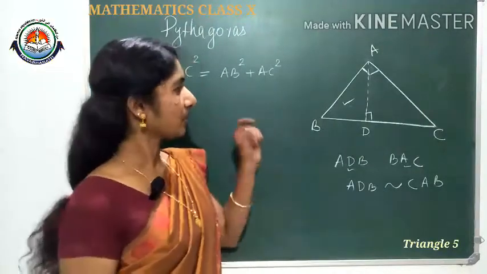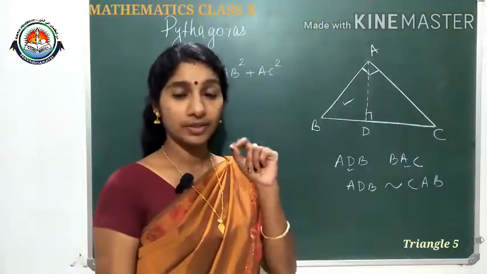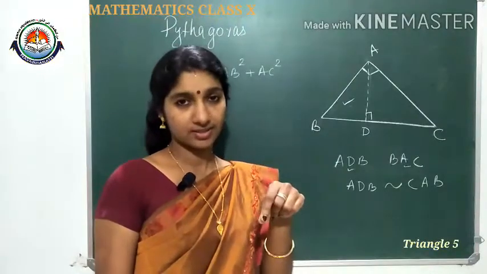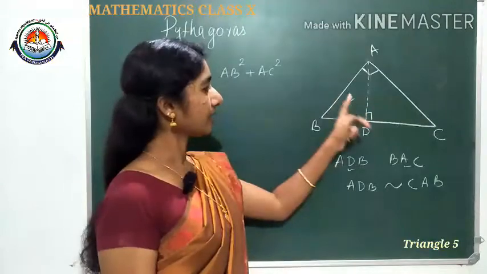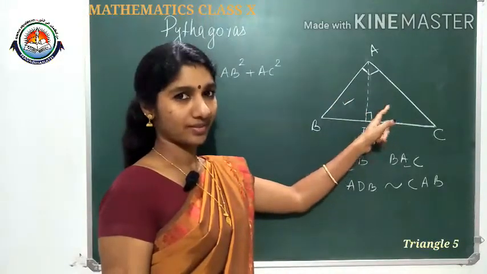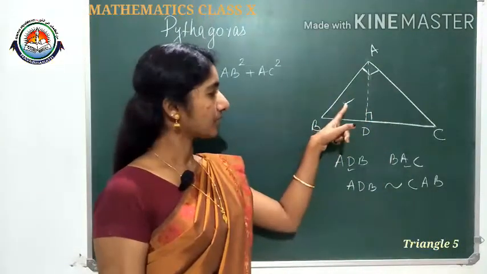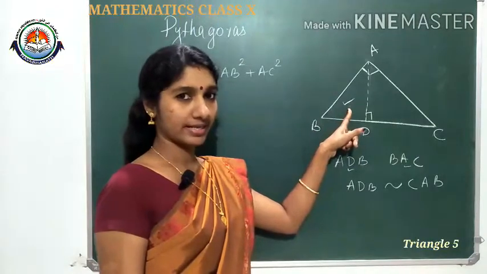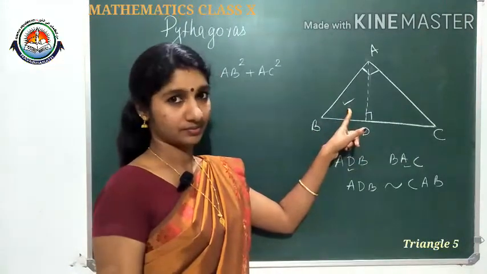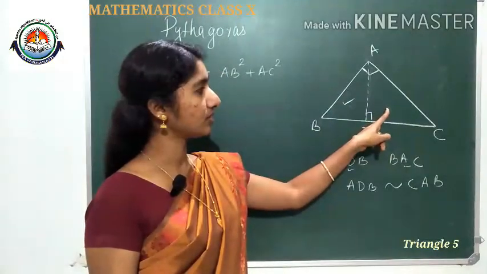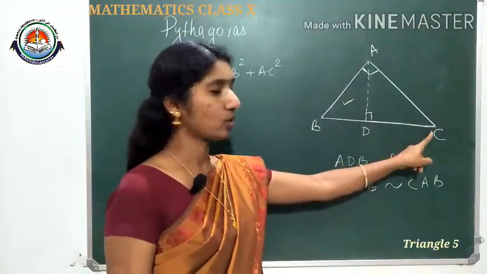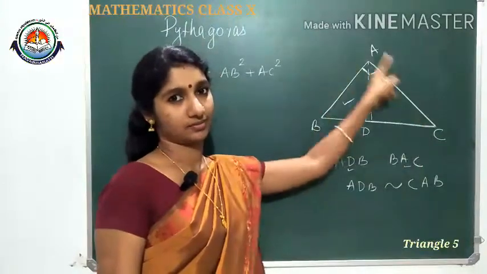That means while drawing the perpendicular line to the hypotenuse from the opposite vertex of a triangle, we are getting two small triangles inside the big triangle. Among those, one small triangle is similar to the big triangle, that means the original one. The same way you can give the proof for this one also. ADC is also similar to the big triangle.